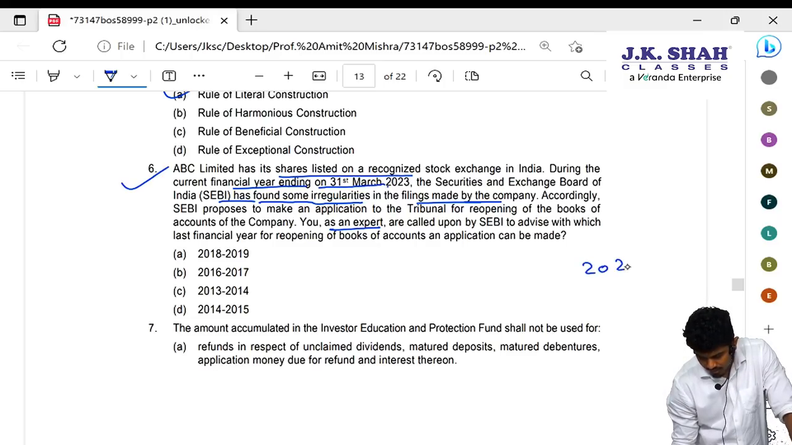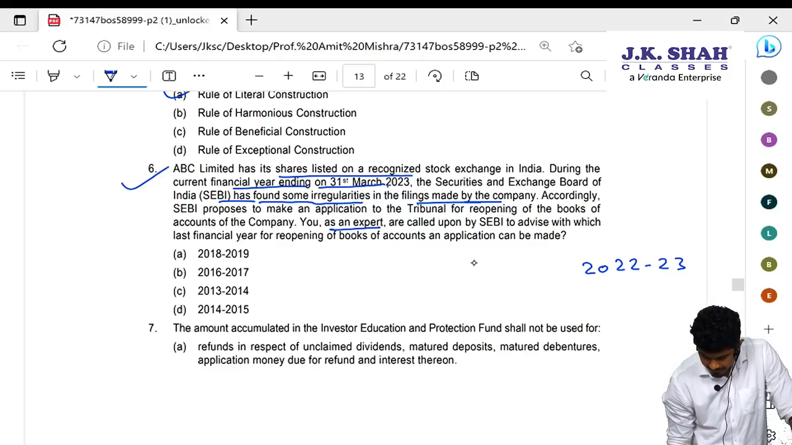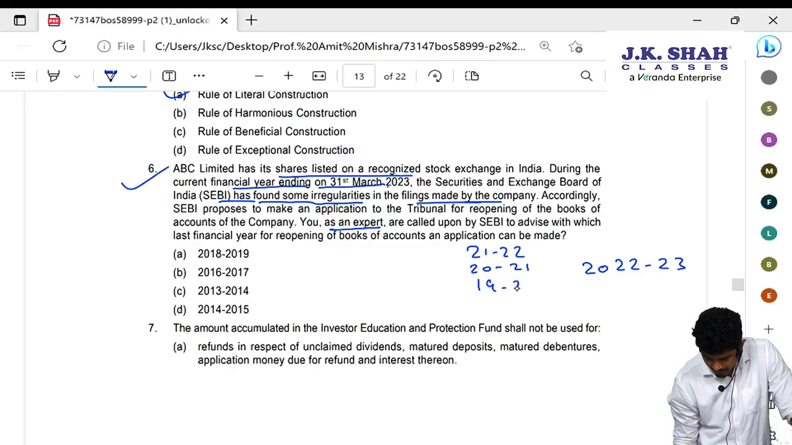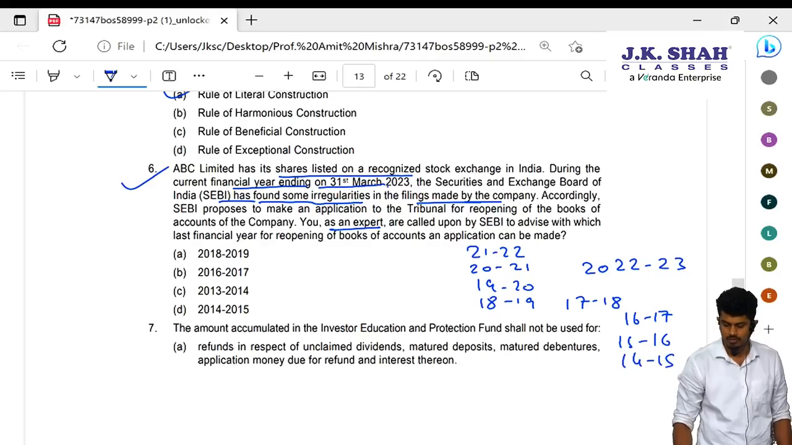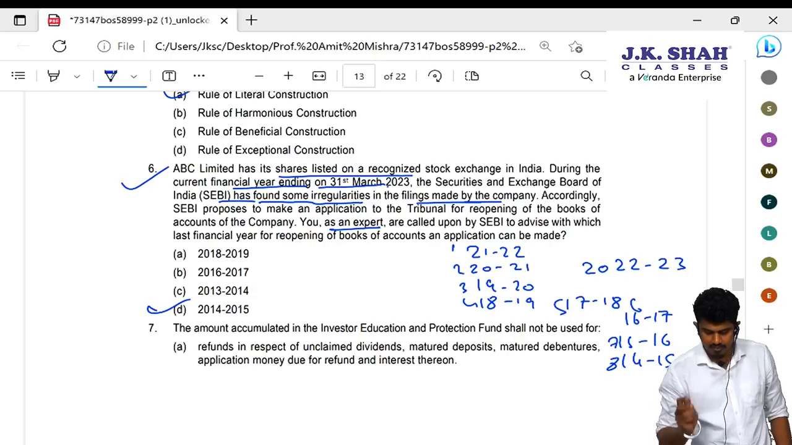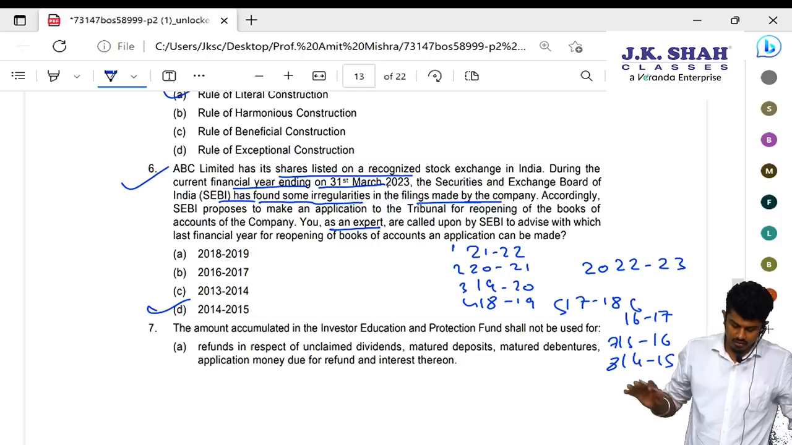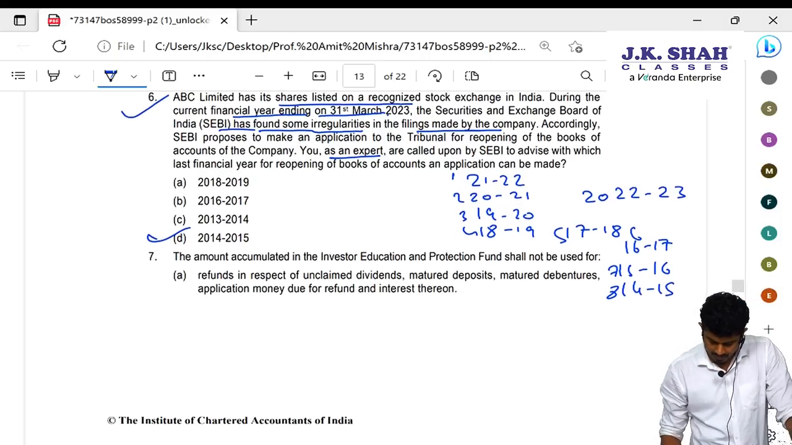That means 2020 to 23. So before that 8 years, so it will be 21-22, 20-21, 19-20, 18-19, 17-18, 16-17, 15-16 and 14-15. So 1, 2, 3, 4, 5, 6, 7, 8. So the correct answer will be D. SEBI can reopen the books of accounts till 2014-15. Simple.